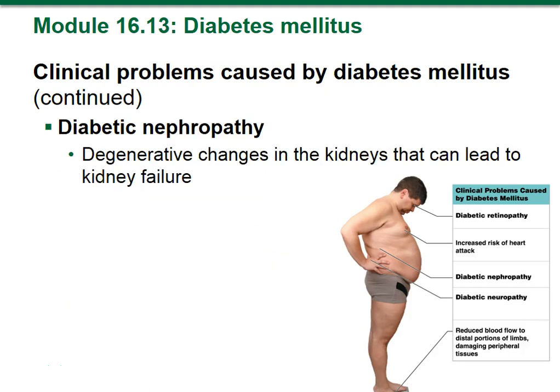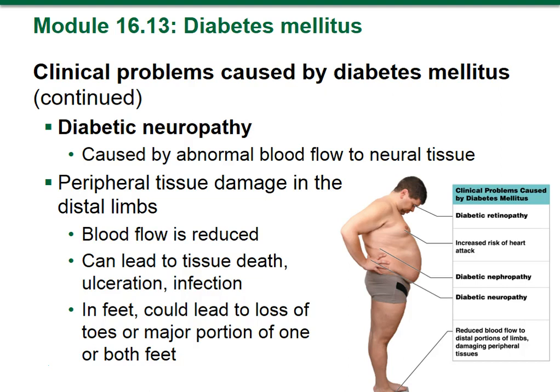I'm sorry, let me try that again. In diabetic neuropathy, you have abnormal blood flow to neural tissue. The peripheral tissue damage in the distal limbs occurs. As a result, your blood flow is reduced. You can get tissue death, ulceration, and infection, and in your feet, you can get loss of toes or portions of one or both feet. You've probably heard of that happening in extreme situations.